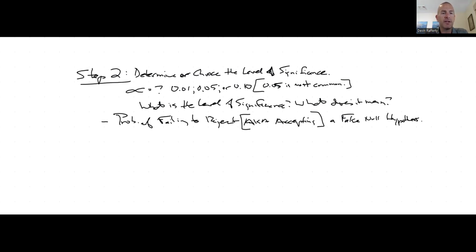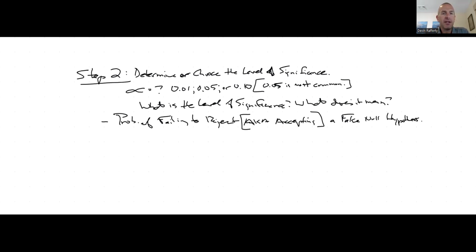The level of significance is the probability of failing to reject a false null hypothesis. You're on the jury and you're listening to this defendant say, I didn't do it, which is wrong. They're lying. They did do it. But you're sitting there going, you know what? I believe this person. They're really adamant. They seem like they didn't do it. And then you end up saying at the end of the day, not guilty. I don't think they did it. Okay.